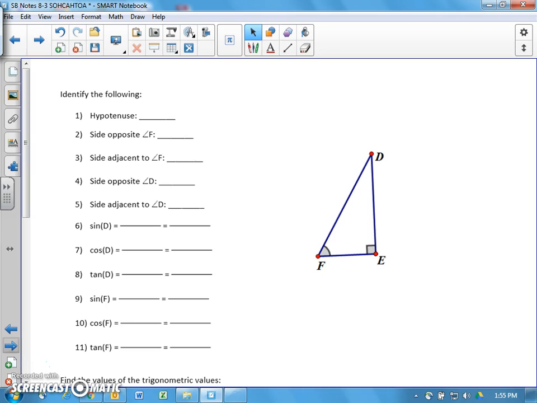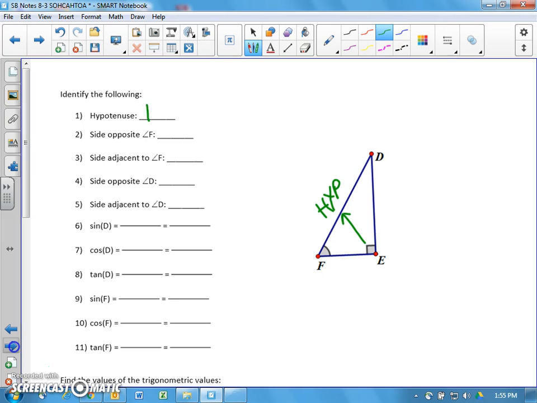All right, so let's talk about using this. In this figure, the first thing you're going to want to do is find your hypotenuse. So we're going to find our right angle. We're going to look across from it. No matter what, this has to be our hypotenuse. So our hypotenuse is the side DF.